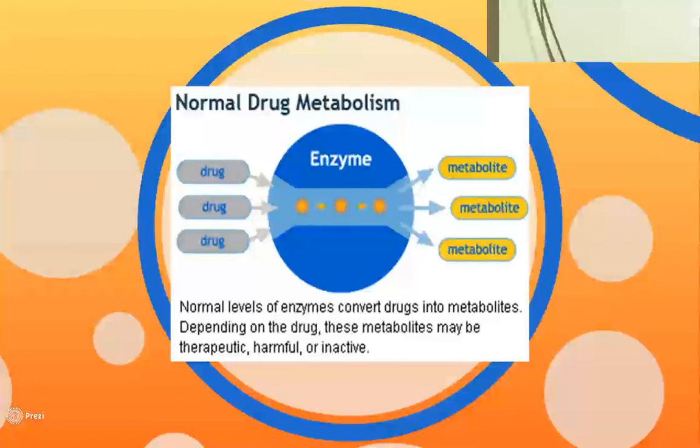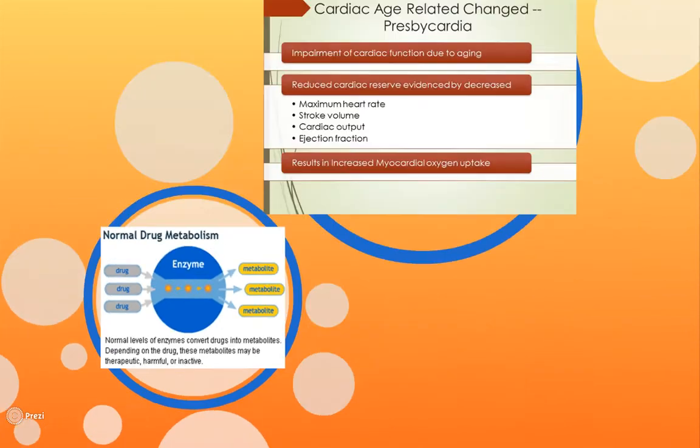For drug metabolism, we know that normal levels of enzymes convert those drugs to metabolites, but because adults are older, we don't have those normal levels of enzymes. And so it makes it much harder, and it takes longer before we can convert those drugs into metabolites.